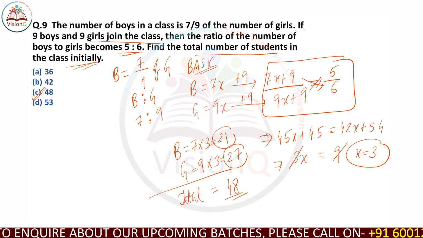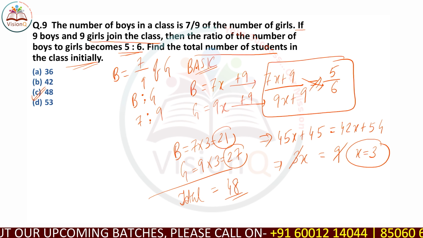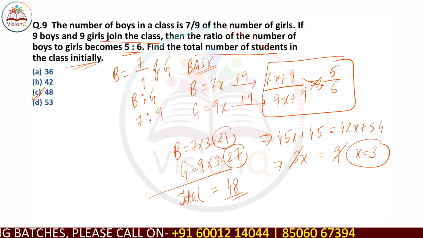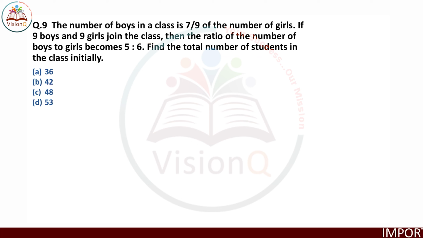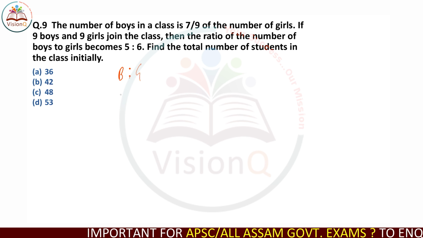So these questions can be done using x. This is the basic concept of solving questions of ratio. Now, the same type of question can also be done without using x very easily. See how to solve without using x. The initial ratio of boys to girls was how much? 7:9.